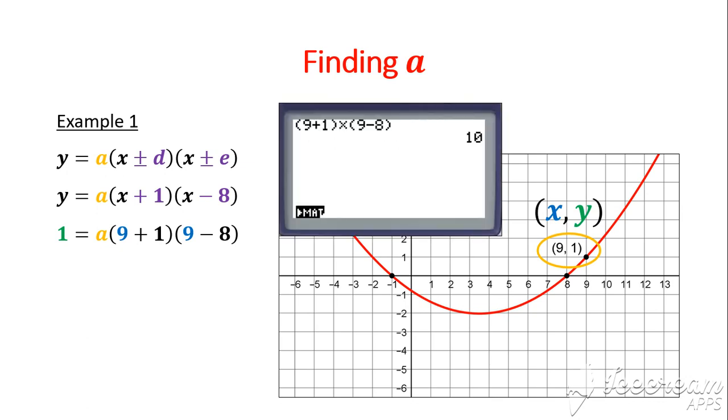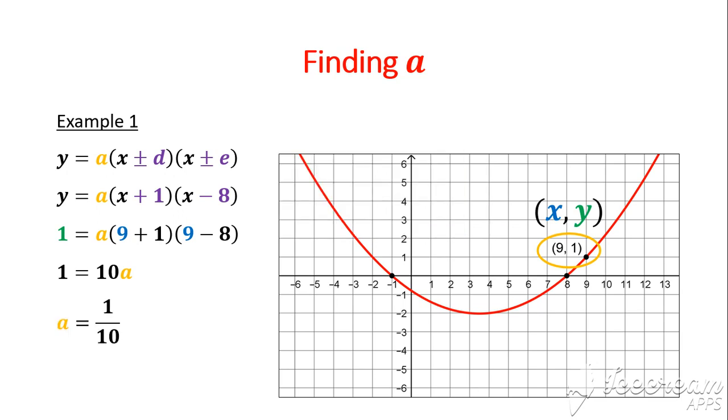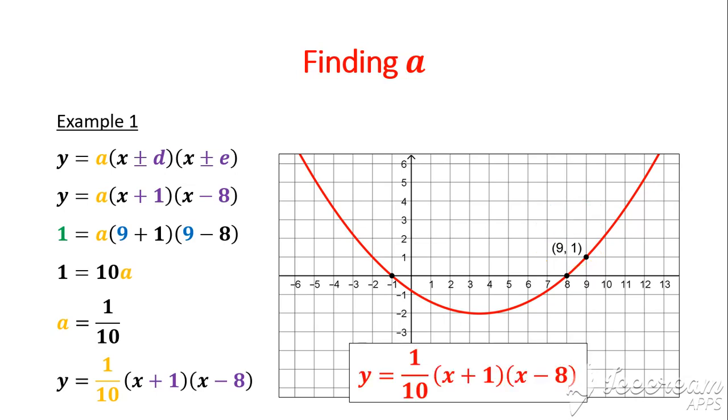So let me work out what bracket 9 plus 1 is times bracket 9 minus 8. That becomes 10, because 9 plus 1 is 10, times 1, which is 10. So what we have now is 1 equal to 10 times a, because the two brackets multiply to get 10. Now we just divide both sides by 10, and we get a is equal to 1/10, or in decimal, 0.1. And we can write down the equation of this parabola, which is y equal to 1/10 times x plus 1 times x minus 8.